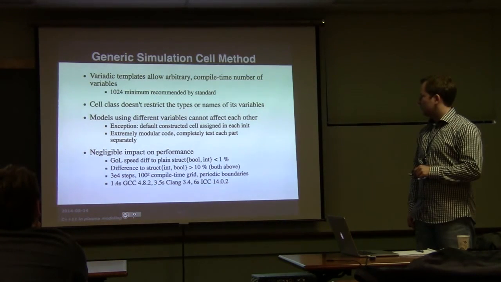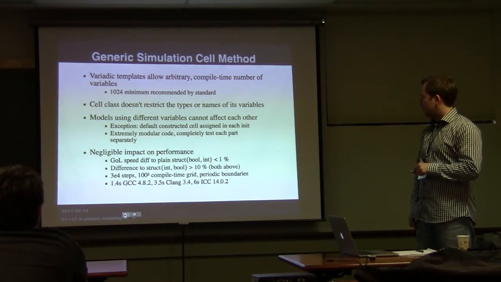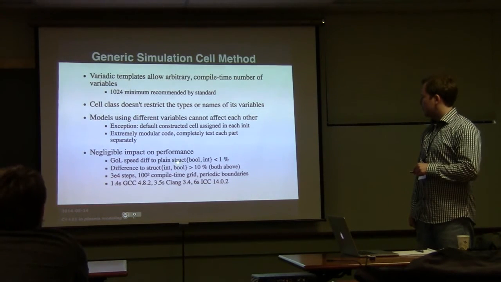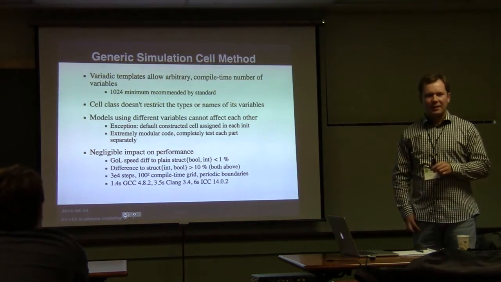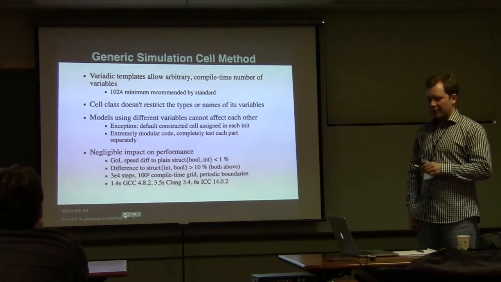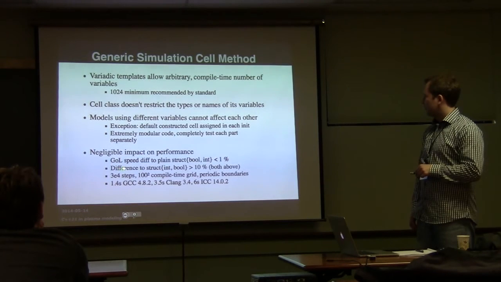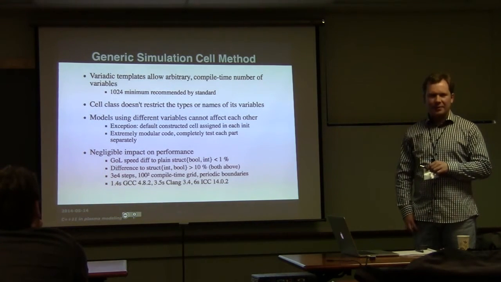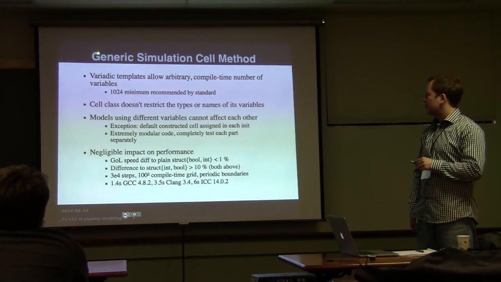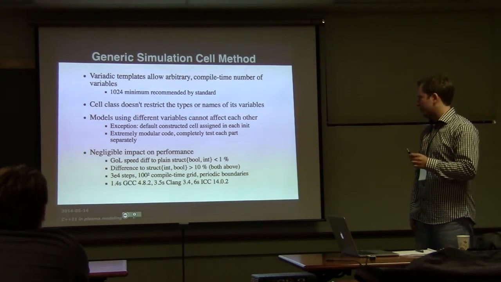And this doesn't have an impact on performance. So I tested a game of life simulation against a version which just used the regular structure with a bool and an int. The difference was less than 1% in the time to solution. And I actually think this generic simulation cell case was a bit faster, but anyway, not much difference. And actually the larger difference is if you switch these around in the structure. Then the difference is like 10%. And it doesn't matter whether you use the generic cell or just a structure. If the int comes first, then it's slower, by about 10%.